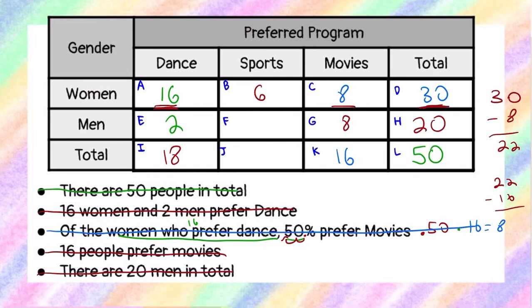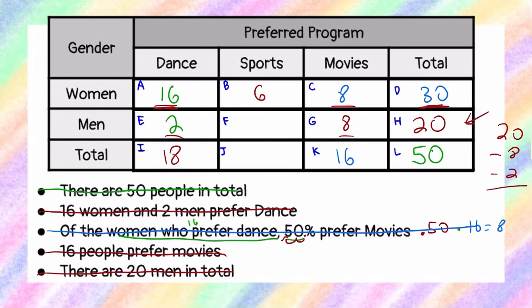Okay, let's do this again, this time with the men. I know that there are 20 men in total. 8 of them are watching movies, 2 of them are dancing. How many are left over to prefer sports? So you can actually do this in one shot. You could do 20 minus 8 minus 2, and you get 10.